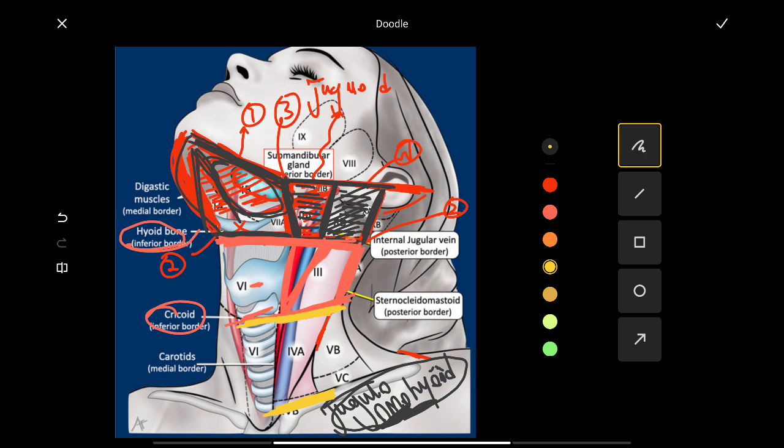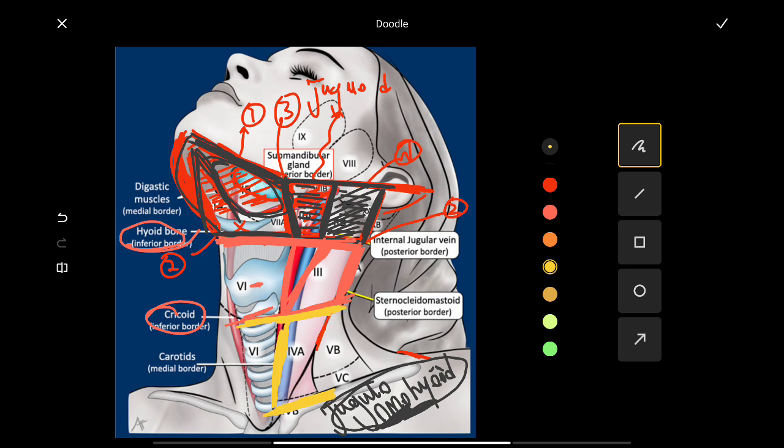Now, the anterior border is the anterior border of sternocleidomastoid. Oh my God, very simple, okay? The posterior border is oblique line, okay? Look carefully. So if we draw a line along the posterior border of sternocleidomastoid, we will draw it like this, okay? But that's not it. That's not the full story.